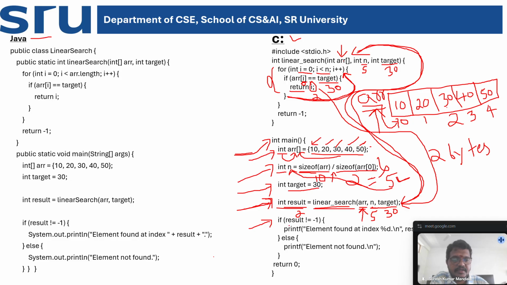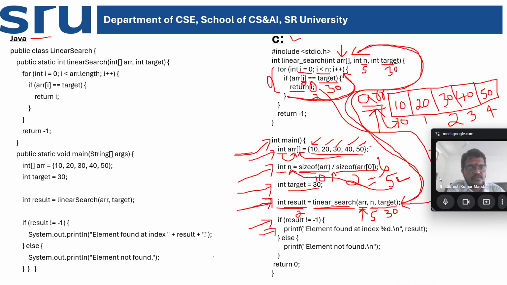It will check the if condition. The result, what is the value we are having? 2. Is 2 not equal to minus 1? Yes. It will print element is found at index number 2. Element is found at index number 2. This is the procedure for the C language.